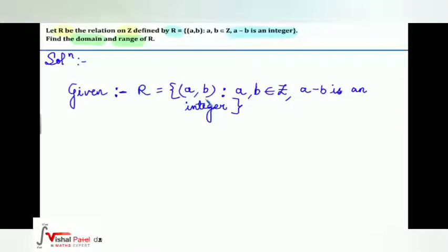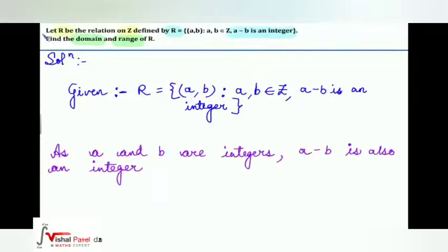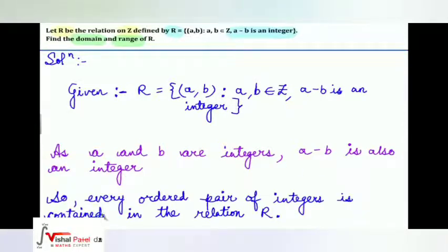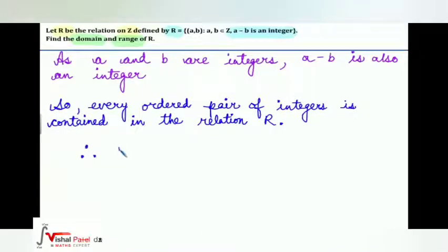So given R is equal to {(a, b), a, b belong to Z, a minus b is an integer}. Since a and b are integers, a minus b is also an integer. If a and b are integers, then a minus b is also an integer. So every ordered pair of integers is contained in the relation R, (a, b) where a, b belong to Z.